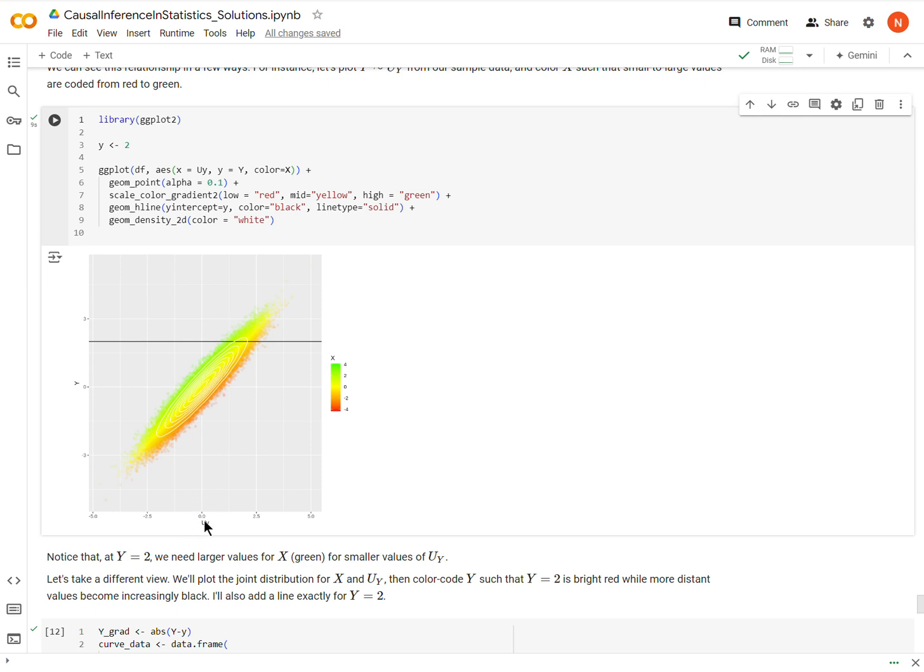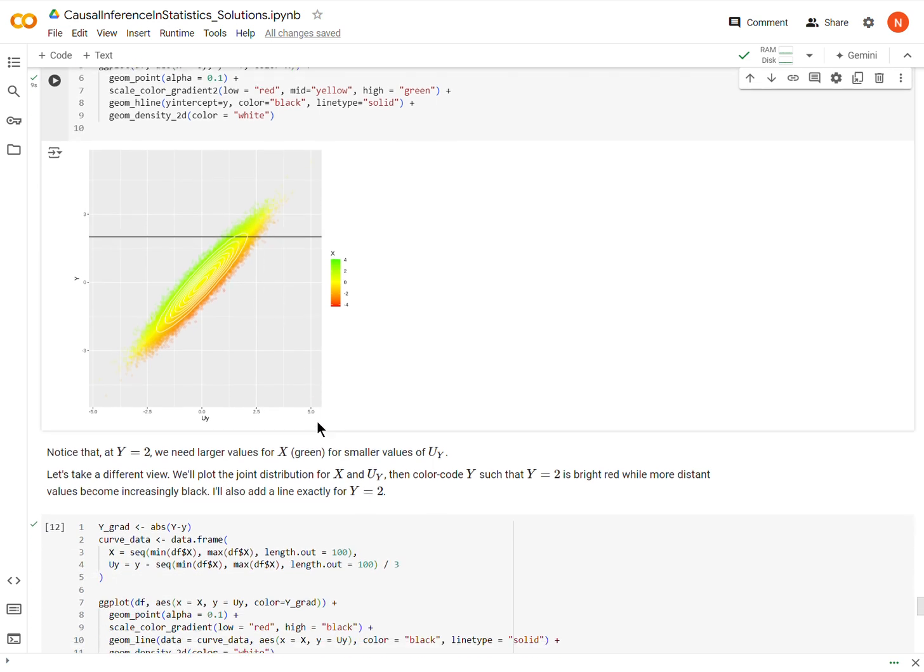You'll notice that for smaller values of u of y, they're green, we need larger values of x. And as the value of u of y increases, we need smaller values of x to stay on this line where y equals 2. So that's one way of looking at it. Let's look at this in a different way.